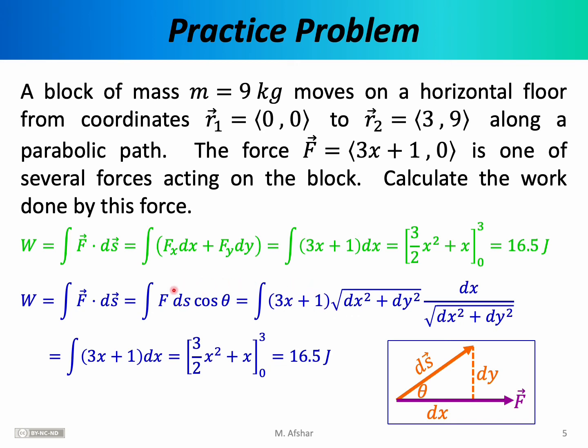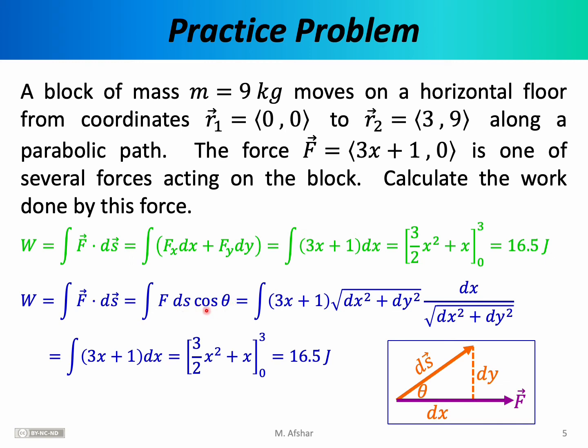What's the magnitude of the ds vector? Well, remember that the ds vector has components dx, dy. So I'm going to square the x component, square the y component, add them together, and take the square root. So this square root here is simply the magnitude of the ds vector, which is the infinitesimal displacement vector.